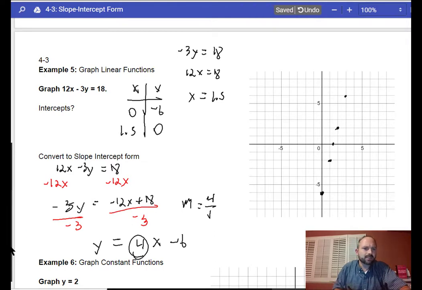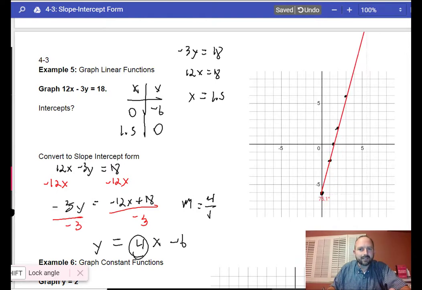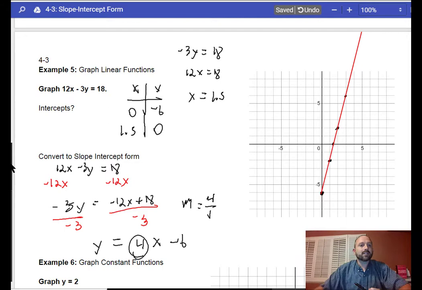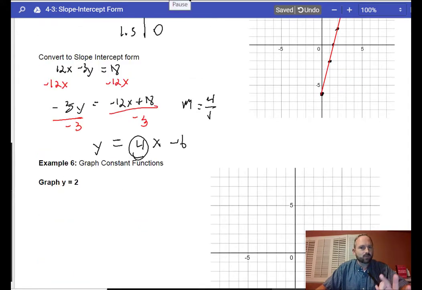All right, well, now I just need to graph it. I take this tool, or a straight edge if you're doing this in class, and I graph it like so. Let's go on. Graph constant functions. Well, it's not as if we haven't done this, so let's wait a second.